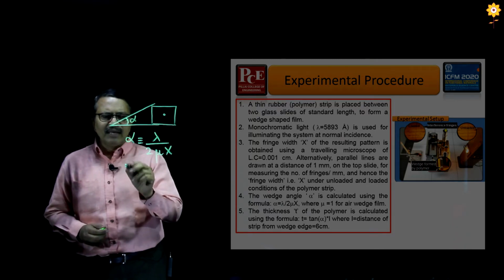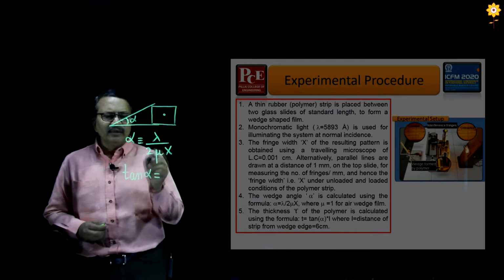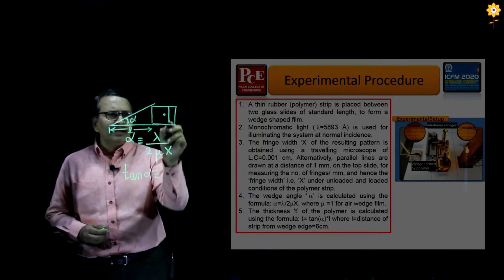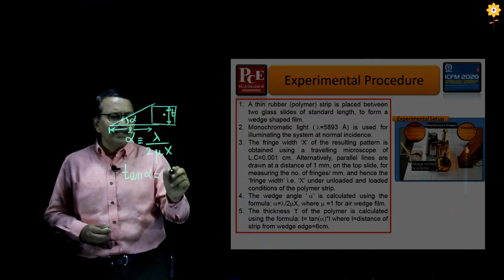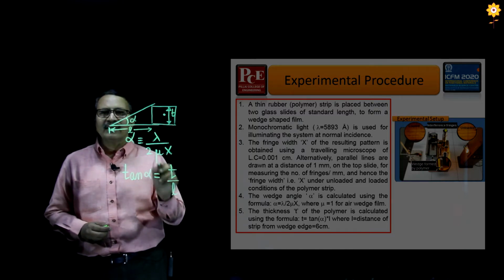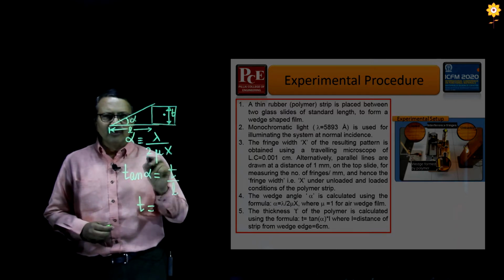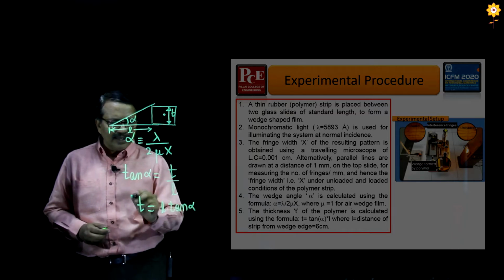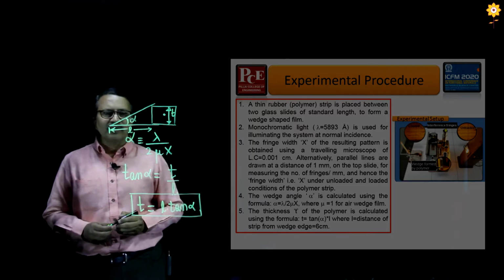The minute you get alpha, you take the tan of this particular value, and as you know, tan alpha is the ratio of the opposite side, which is T, divided by this distance, which is equal to L. And as it is obvious from here, T, that is the thickness that we require for the polymer, is equal to L into tan of alpha, and thus we can determine the thickness of the polymer. So this is the equation that we are going to use.